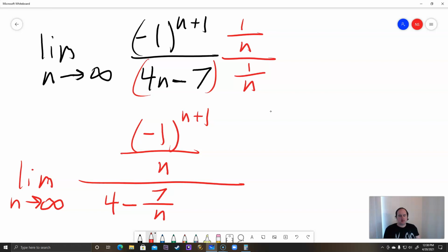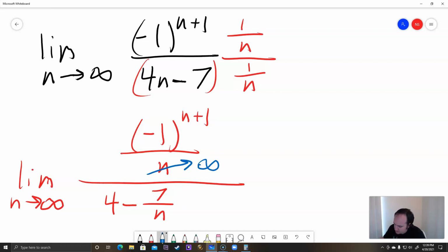Okay, so now here's the interesting part. In the numerator, you would think that this would diverge, right? Because it goes between negative 1 and positive 1 and negative 1 and positive 1, you would think that would diverge. However, because it's divided by n here, that n is actually going to infinity.